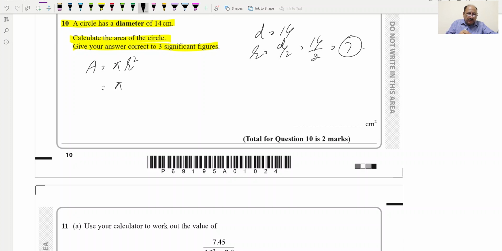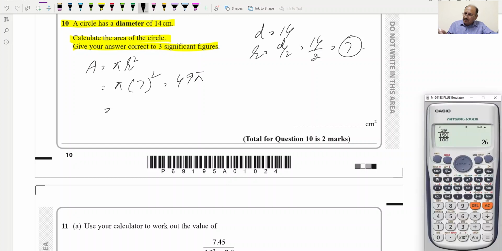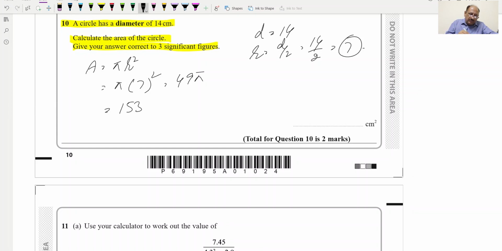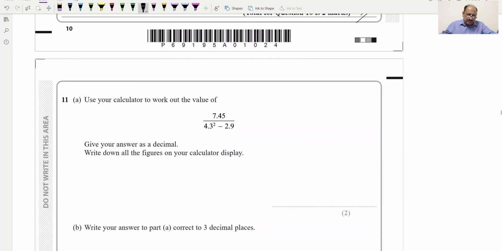So this will be pi r squared, which means 7 squared. So it will be 49 pi, and 49 pi we can write in decimal as 153.9. So 153.9, and to 3 significant figures will be 154. So 154 centimeters squared, because this is area.